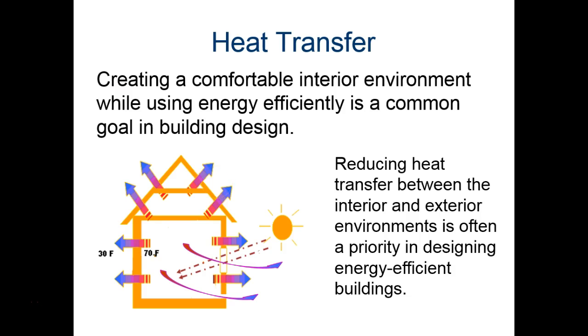So here we have a little building, and we might have it 70 degrees inside. Here we're talking about when it's cold outside, and the heat is leaving the building. Some of it goes through each of these different parts: through the walls, through the roof, through the windows. Some of it goes through the little gaps that are always there between the walls and the foundation. Some we lose through the windows themselves. But we also get energy coming in from the sun through the windows as well.